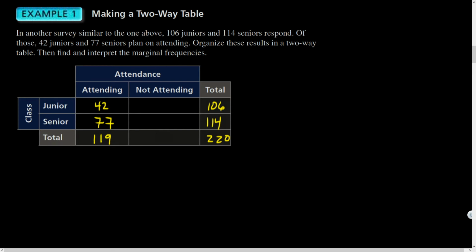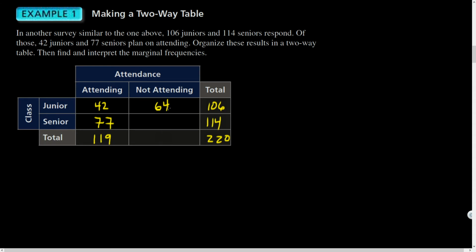Okay. All right. So they didn't give me any more facts, but notice this. I was able to figure out this by adding those two. I could figure out the total by adding the two joint frequencies. Now here I know the total, and I know a single joint frequency. Therefore, I know that 42 plus whatever would equal 106. Another way I could figure out this whatever is, with algebra, subtract 42 from both sides, or just do 106 take away 42. And I would get 64 non-attending juniors.